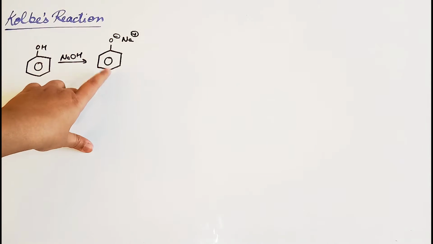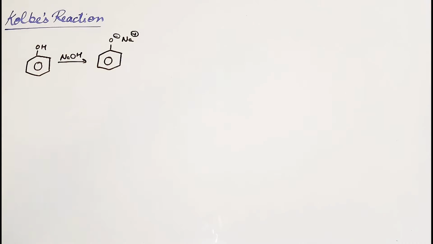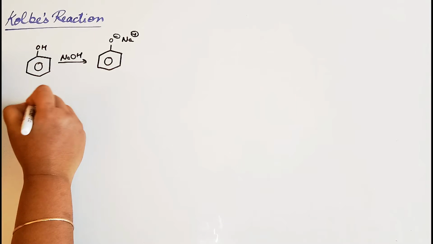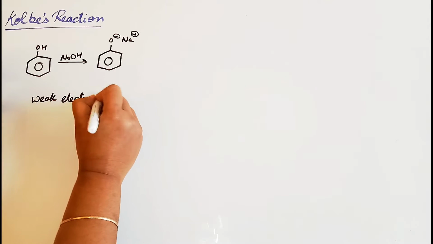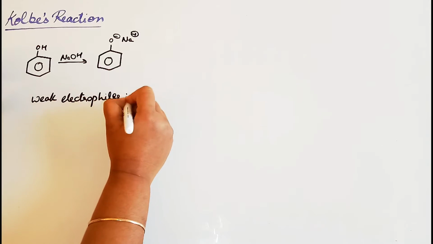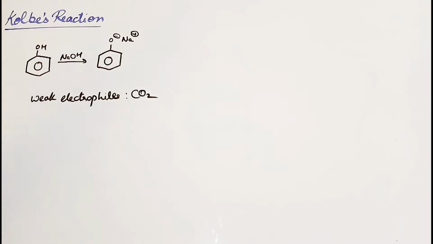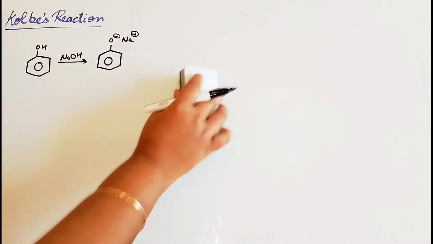So the phenoxide ion is highly reactive in nature, and it can also react with a weak electrophile like carbon dioxide. What happens in this reaction is sodium phenoxide is heated with carbon dioxide at 400 Kelvin and 4 to 7 atmospheric pressure. This leads to the formation of sodium salicylate. Instead of telling you all of this, let us write that down.